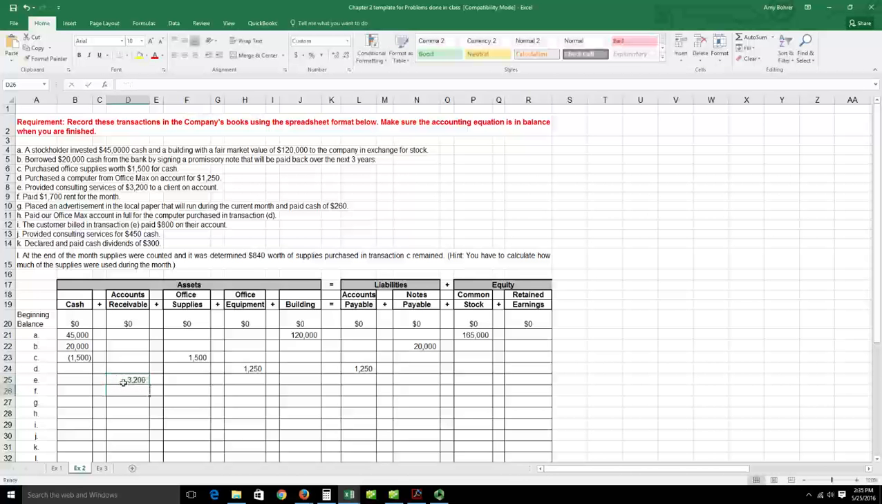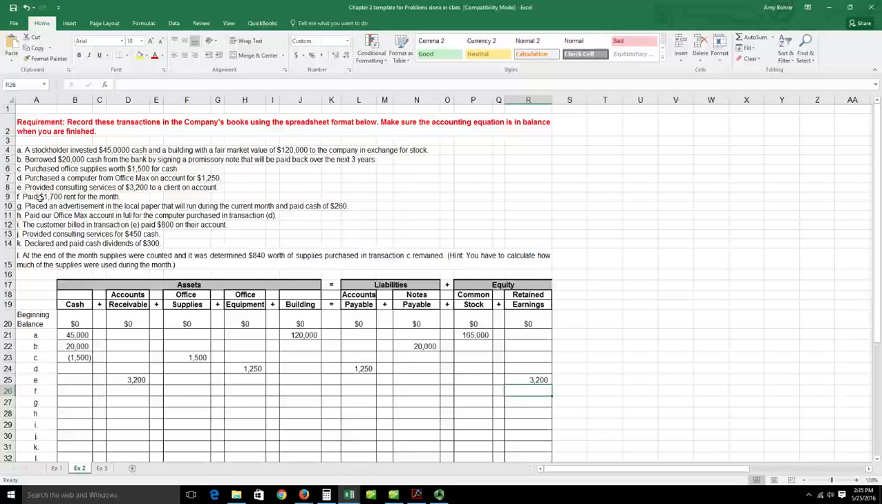So my accounts receivable is going up and my retained earnings is going up because that's where our income is recorded. Okay, common stock is when an investor puts money into the business. Retained earnings is when you've provided a service and that money is going in.